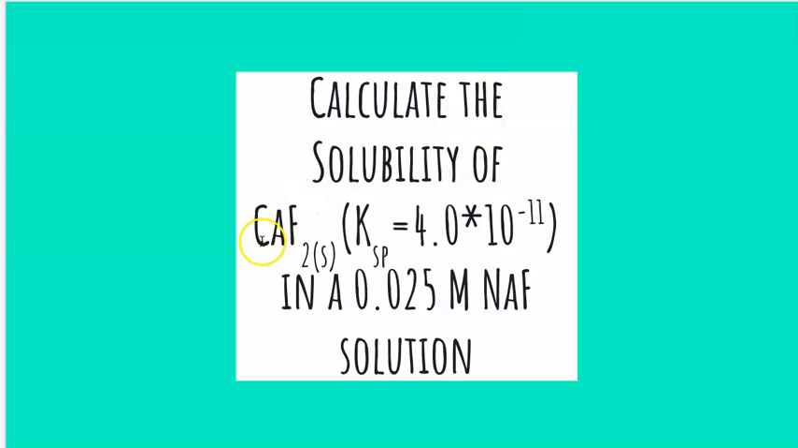We want to calculate the solubility of CaF2, so the concentrations of calcium and fluorine. Here is their KSP, but we're putting it in a solution of 0.025 molar NaF. So the starting concentration of NaF is 0.025 molar, or really F minus is 0.025 molar. So set up your ice table, do your calculations, find the equilibrium or the maximum concentrations of calcium and fluorine.